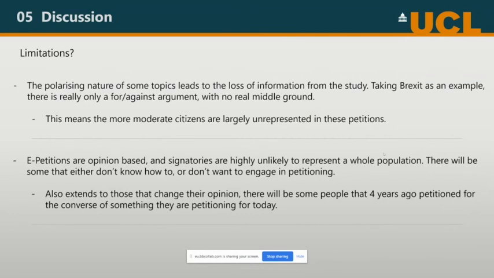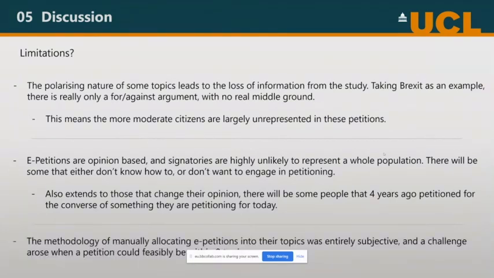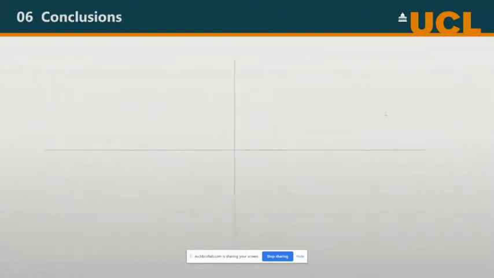There are going to be some people who don't know how to petition or who don't want to engage in petitioning. And that also extends to the changing of opinion. I know that my political thoughts now are different to 4 years ago, and I presume that for a lot of people that's going to be the same. And another limitation of the methodological approach is that manually allocating these e-petitions into topics is an entirely subjective exercise, and there is also sometimes the challenge of one petition being able to be put in two different topics, and that's just going to come down to my personal opinion at the end of the day.